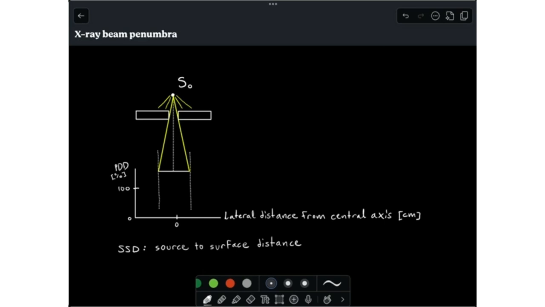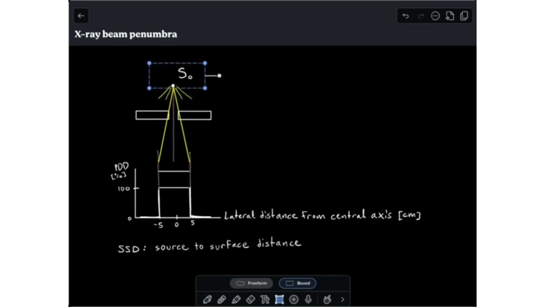Now, let's say this is a 10 by 10 centimeter squared field. And our PDD is going to look kind of like this. Let me correct that. There we go. All right, I fixed it. It's a step function. But let's see what happens when we alter some of our parameters. So what if we move this source farther up into the beam head?